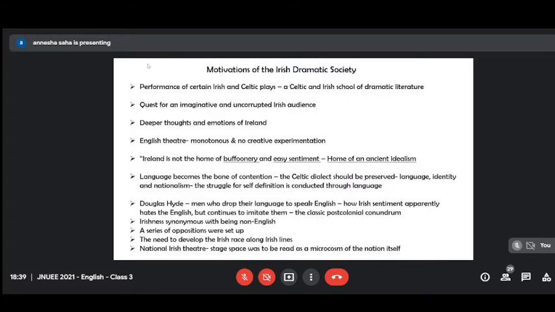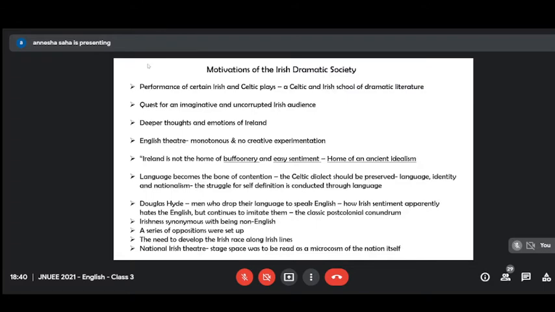So Douglas Hyde then says that anything Irish would be anything that is non-English. So a stark binary opposition is being set up here. Anything that has anything to do with the English language, the English culture, would not be Irish. Whatever we could designate as Irish would be something that is inherently non-English. That was the idea that Douglas Hyde propagated.